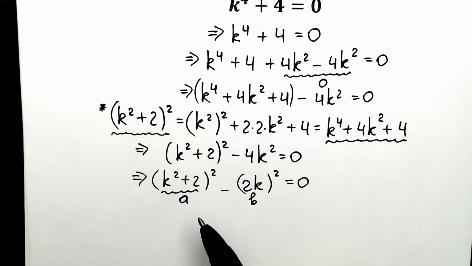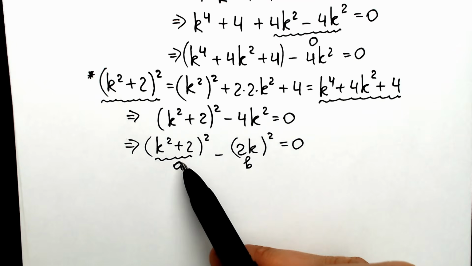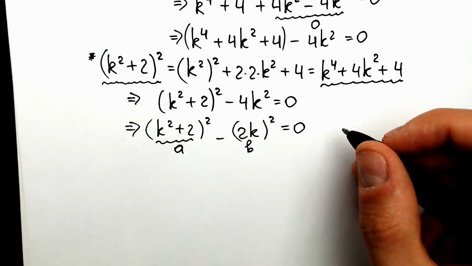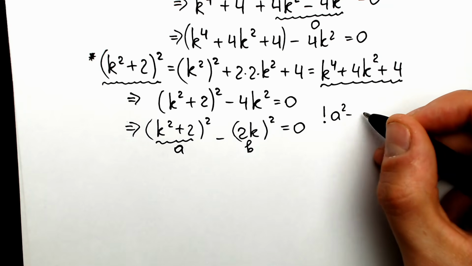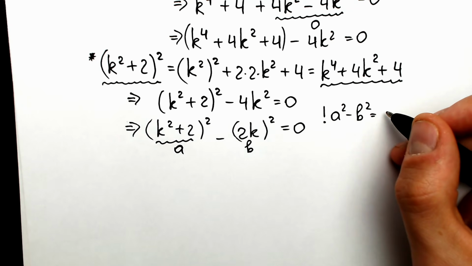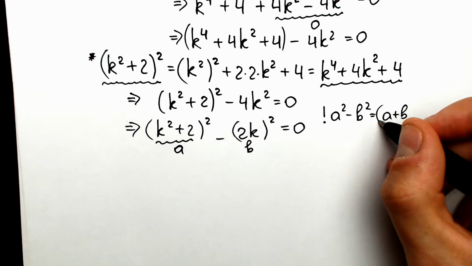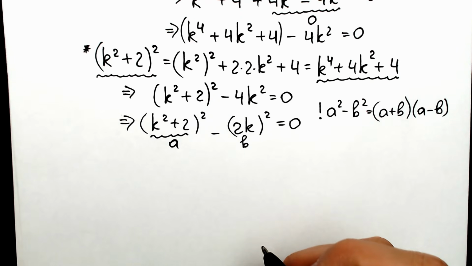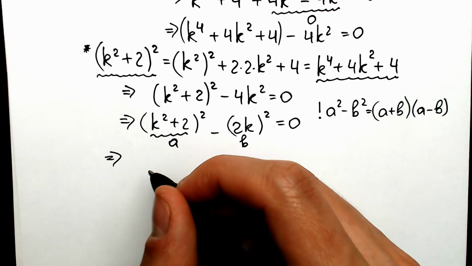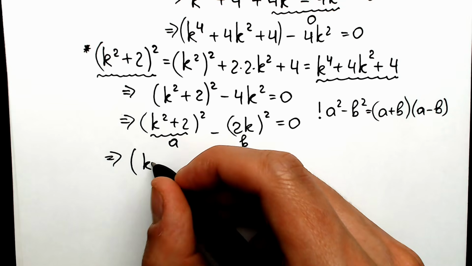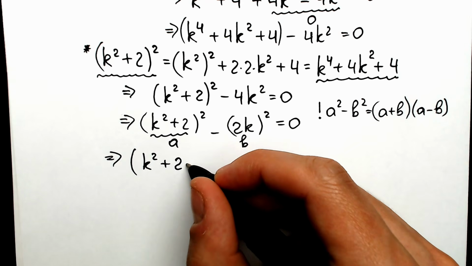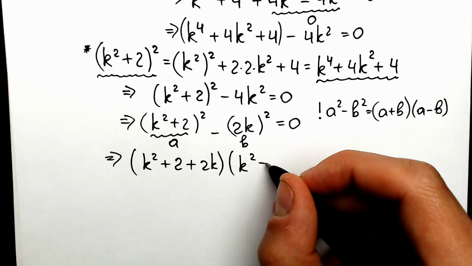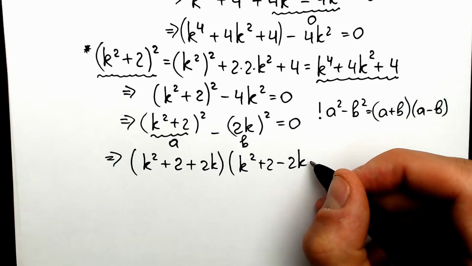I just want to make this expression a difference of squares, this classic school identity. And right now let's expand it in terms of this school identity. We know that a squared minus b squared equals a plus b times a minus b. Really great. And right now let's expand this expression in terms of this formula. So we have k squared plus 2 plus 2k, and the second one, k squared plus 2 minus 2k equal to 0.